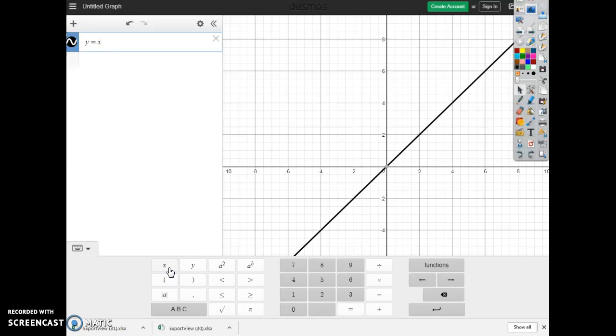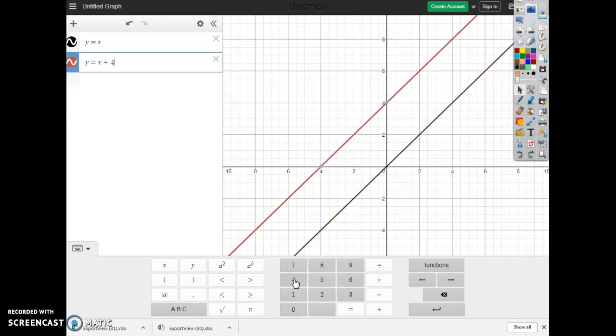Okay, and in this case, my line is black. Your line might be different, just depending on what you have. And you can always change the color right here. Okay? And then to add another one, you just click down at the bottom and you type the new equation, which is y equals x plus 4. And then it drew the new line, which in my case, it's red.